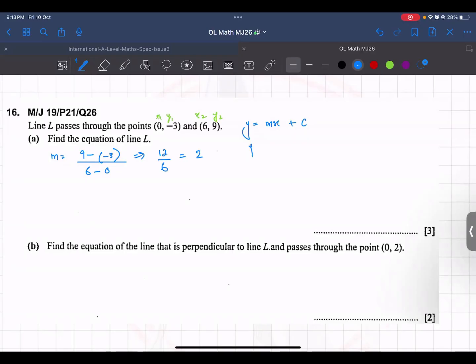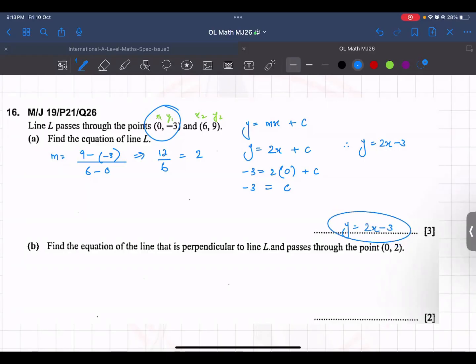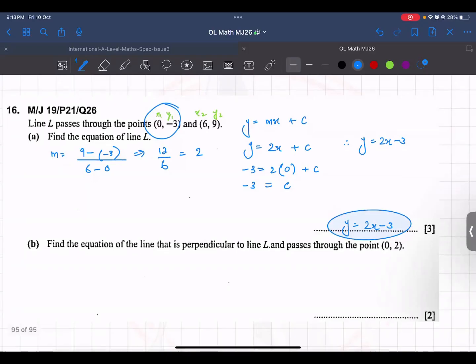So now you have the gradient. So you can replace the value of m. So y equals 2x plus c. And now to find the value of c, you can use any one of the points. So I'm using this one. So y is minus 3 and x is 0. So you're getting your value of c as minus 3. So this means that your complete equation is y equals 2x minus 3. And they are giving you 3 marks for this thing. So you can see how straightforward the questions are. Exactly the same thing that we did.